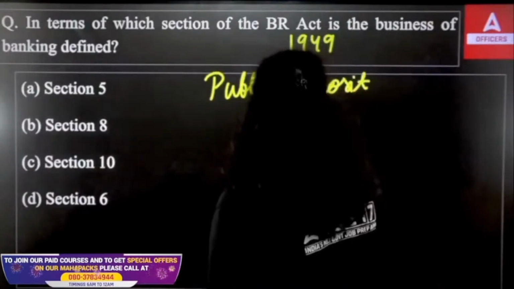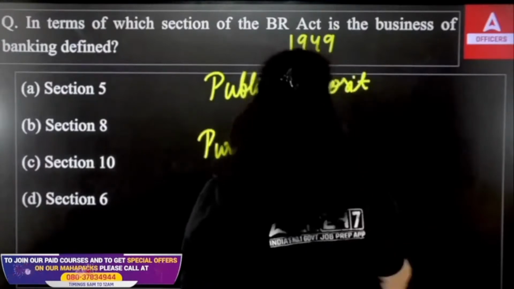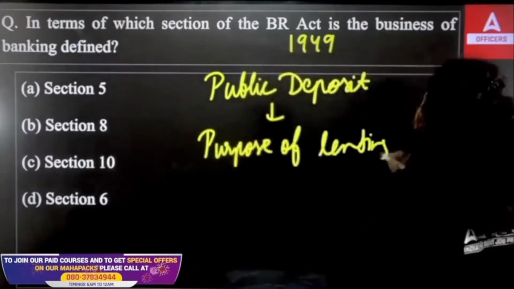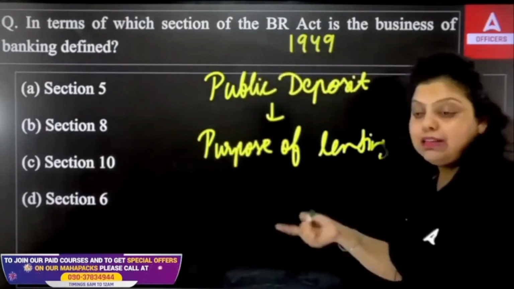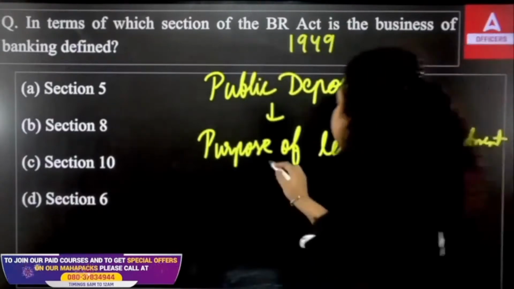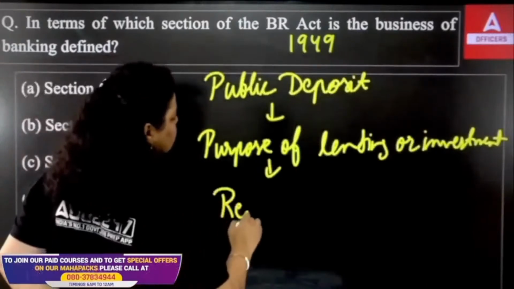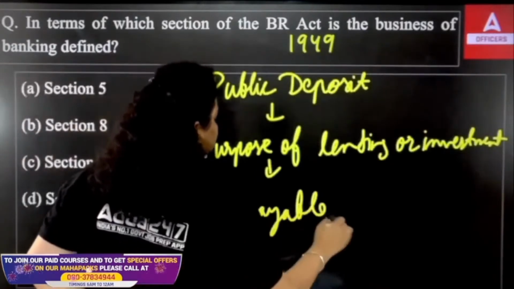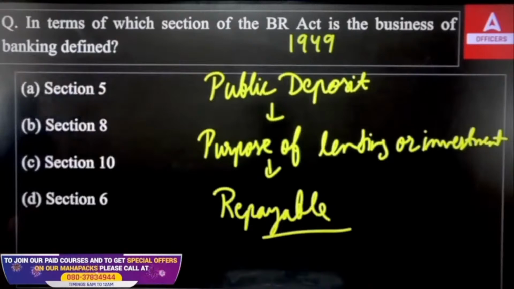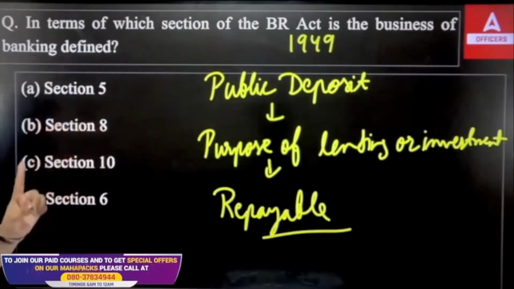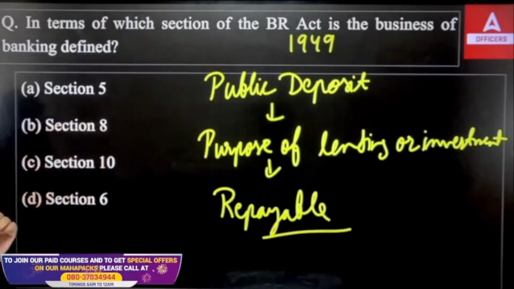Accepting deposit from public for the purpose of lending or investment. For the purpose of lending and investment, you are accepting deposit from the public. Then the last one we have is that it will be repayable on demand. That is known as the business of banking. So first is accepting deposit from public for the purpose of lending or investment, and that will be repayable on the demand of the customer.